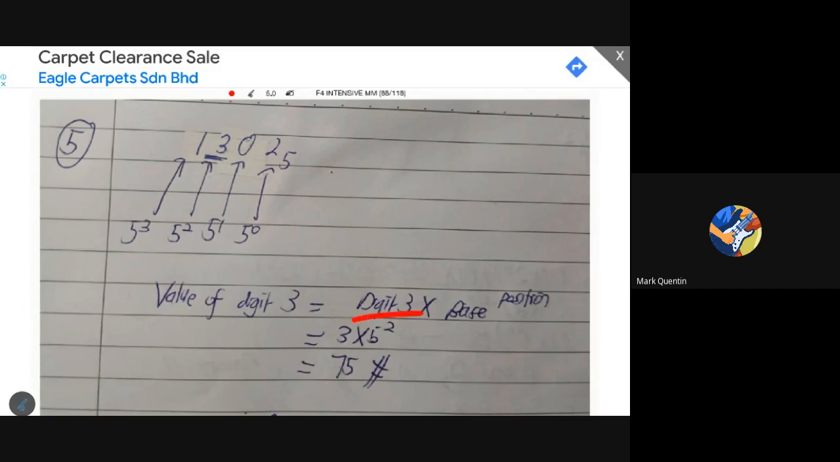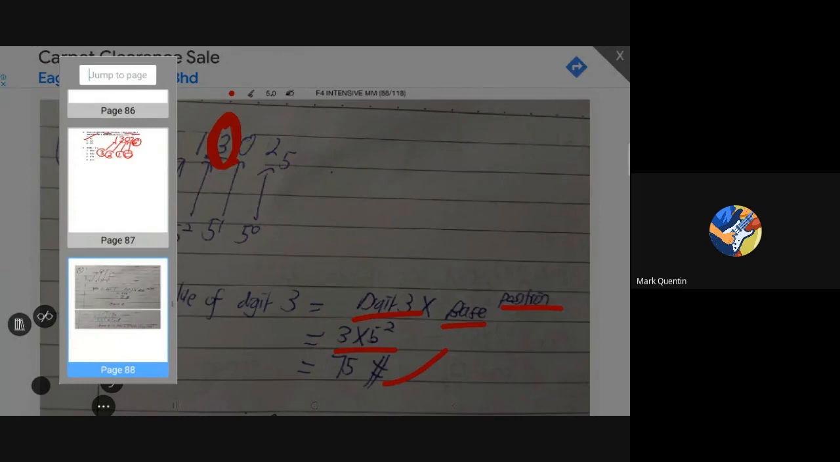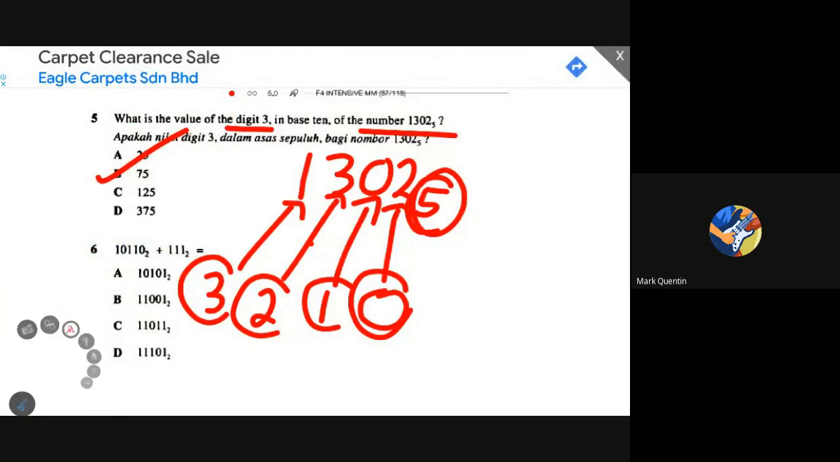So this is how we do it actually. Is the value of the digit 3 times the base power the position. Nilai digit 3 darab dengan asas kuasa dengan kedudukan. Ini adalah formula dia. So they just want this specific digit value. Nilai digit ni saja. Bukan seluruh nombor tu. Not the whole number, just a specific digit. So that's why we take 3 times 5 square. So you will get 75 as your final answer. Okay, so everyone understand? Semua faham? So, contoh ni? I think quite easy for you guys.